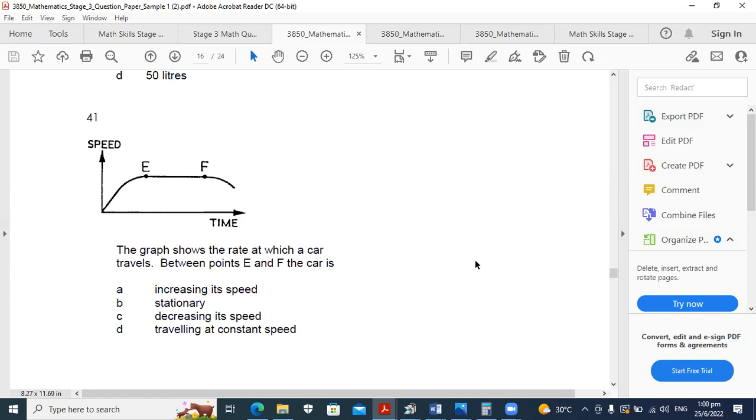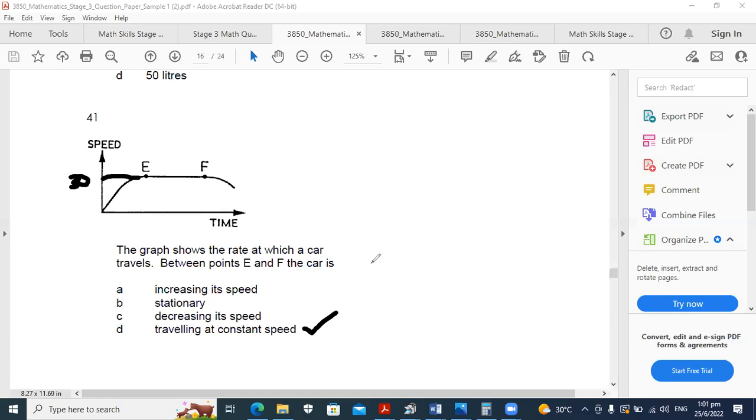All right. Yeah, I would say that. It's traveling at what? At a constant speed. Because if you look at it, if this means speed, and let's say that speed here is 30, it's going at one speed the whole time. So the car is traveling at a constant speed. The car is actually on cruise.